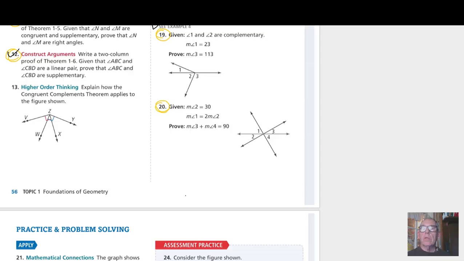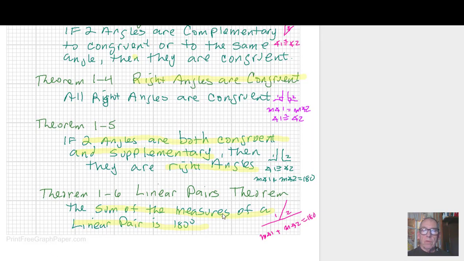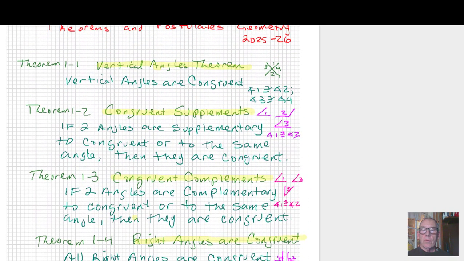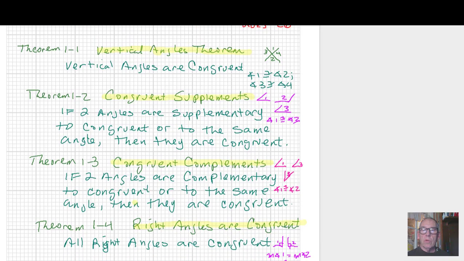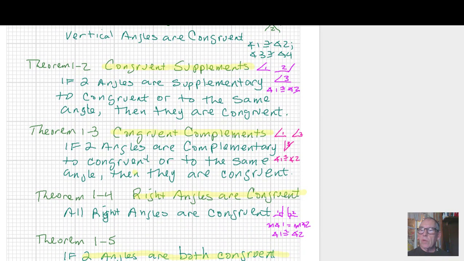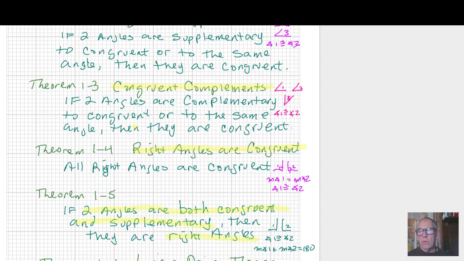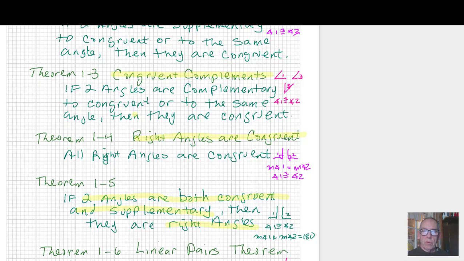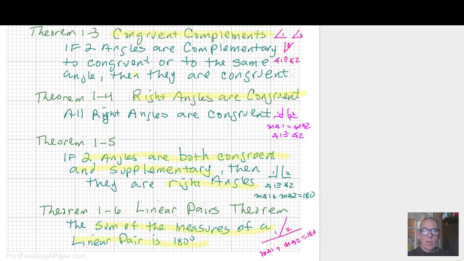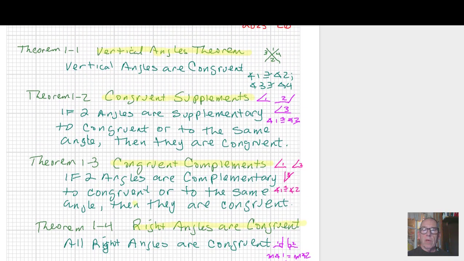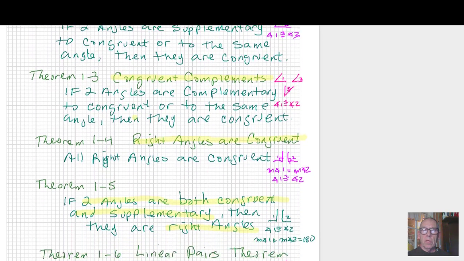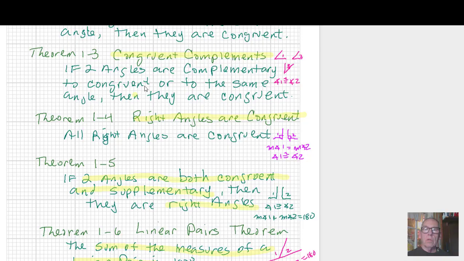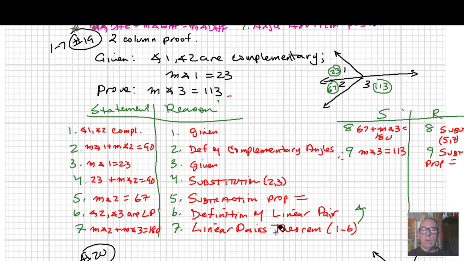Let's look and see. So for this one, you've got vertical angles theorem. Vertical angles are congruent. We're going to need that to go crossways. Congruent supplements, no. Congruent complements, no. That doesn't apply. Right angles are congruent. Probably not. Both congruent supplementary and linear pair being 180. So looks like on this one, the vertical angles theorem for sure we're going to use, and possibly right angles congruent, which is our theorem 1.4. Just kind of thinking ahead here a little bit.